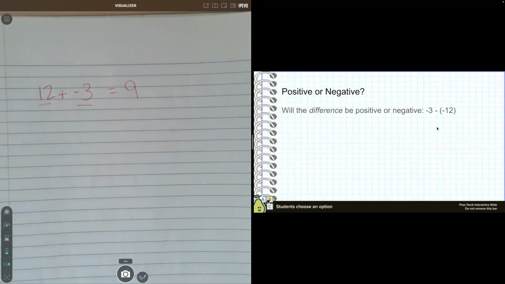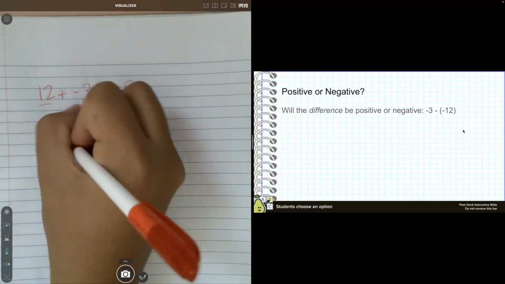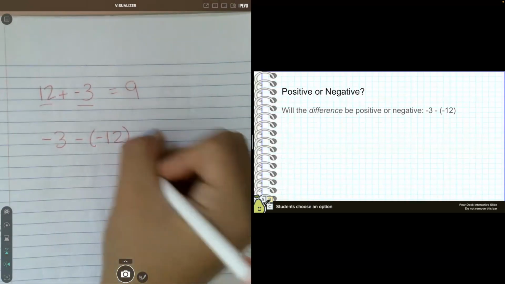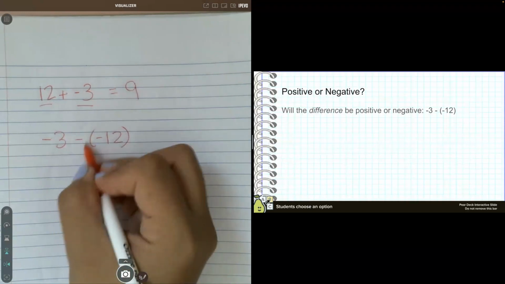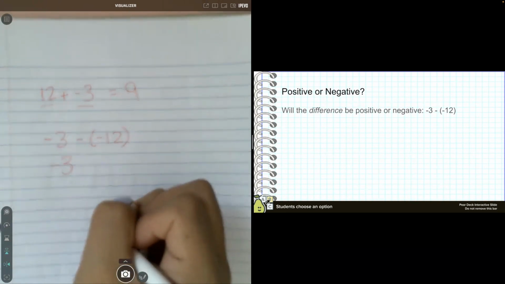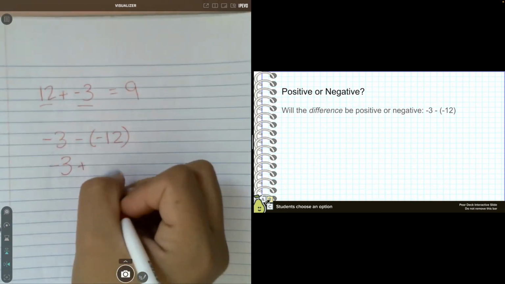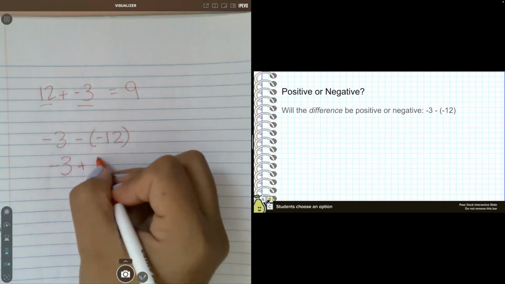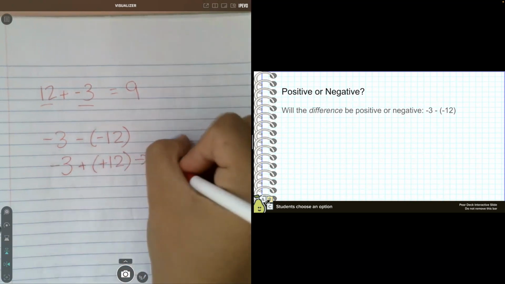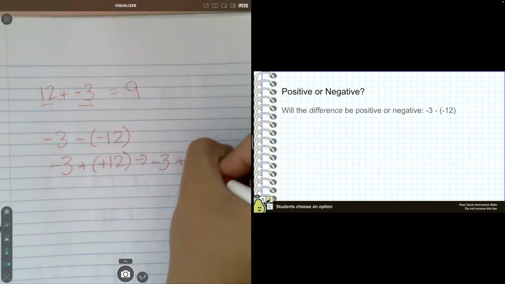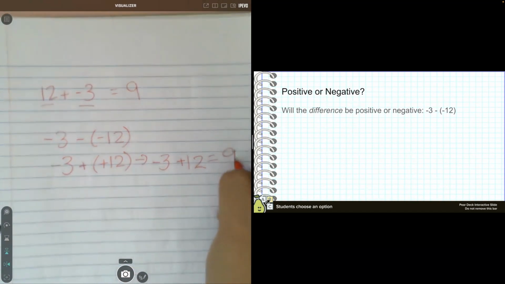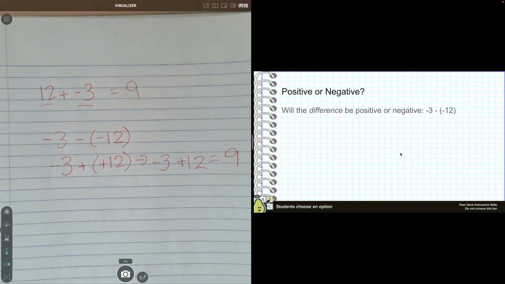Here, will the difference be positive or negative for negative 3 minus negative 12? So here, we're going to reverse this as from subtraction to addition. I keep the first part the same, so it's still negative 3. I change it to positive or addition, and then this has to change to positive 12. This will just be negative 3 plus 12. And we know that already it is just 9. That's the one we solved last.